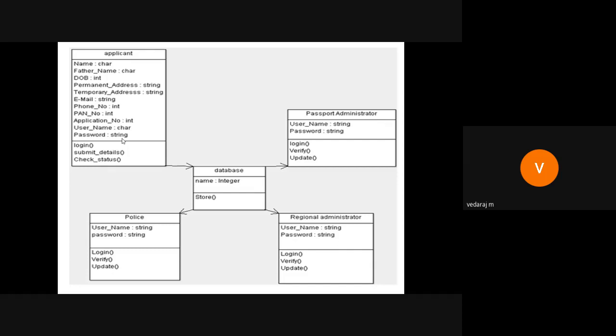First you draw all the class notation, finally you connect all the class notation to the central database. If you connect everything to the database, it is done.